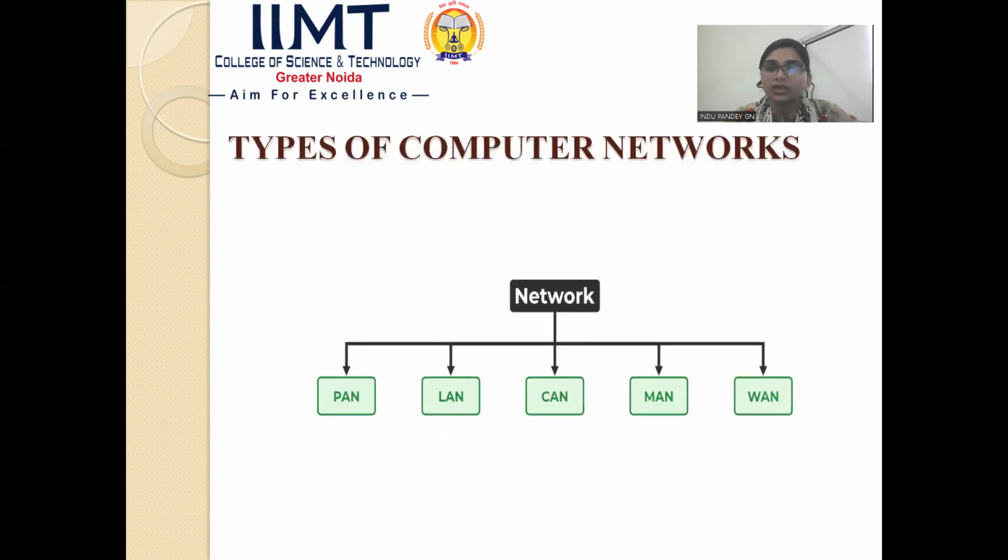Types of computer networks. There are various types of computer networks based on their uses and strength, like PAN, LAN, CAN, MAN, and WAN. There are also other kinds of networks that are derived from these basic kinds of networks. Now we will discuss in detail these kinds of networks, their uses, their advantages and disadvantages.